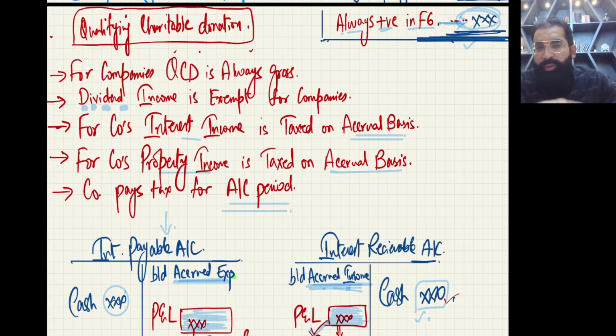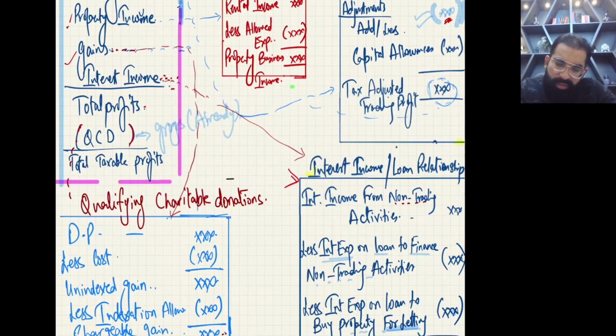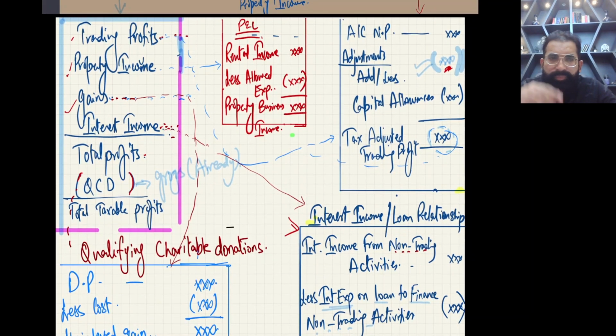Now the last and very important news: a company pays tax for the accounting period, not the fiscal year. There is no fiscal year in companies. It's a different approach. A company pays tax for the accounting period, and you need to check that accounting period in every question. So finally, have a look at this, please.